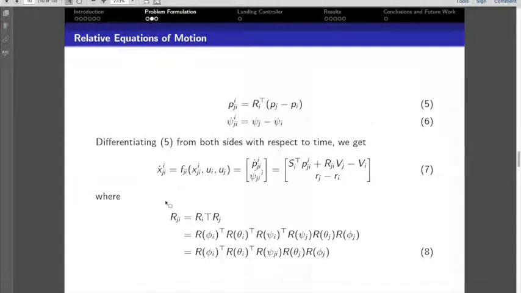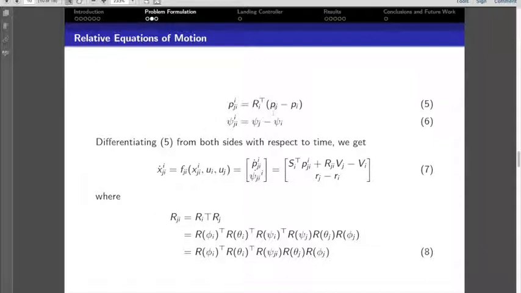Okay, so now we want to derive the relative position. So we are not interested in north-east-down position. We are interested in how far the other vehicle or the ship is with respect to the landing vehicle. Okay, so that is what we are interested in.